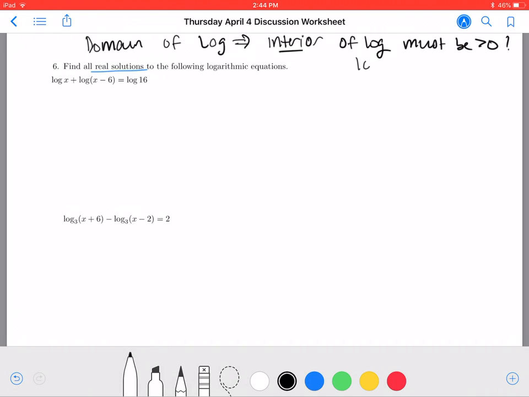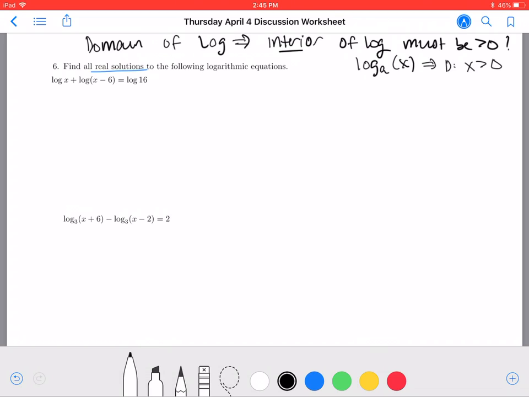Meaning, if you have a log base a of x, your domain would be x has to be greater than 0. If x was negative, we could not take a log, and therefore there would be no real solution. And that's why our instructions say all real solutions. So we'll worry about that once we find our answer. We just have to make sure to check it.